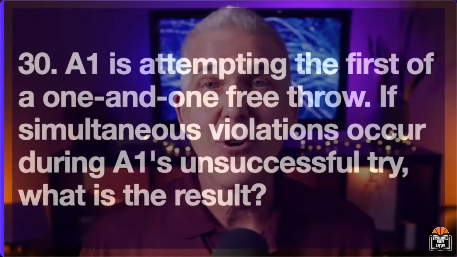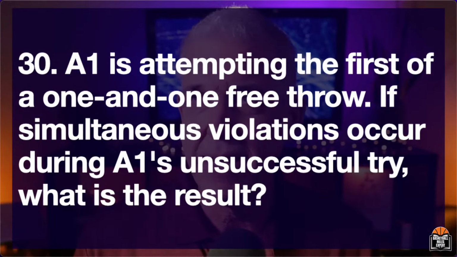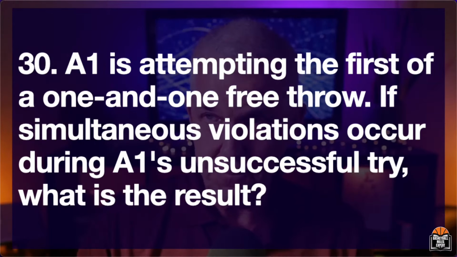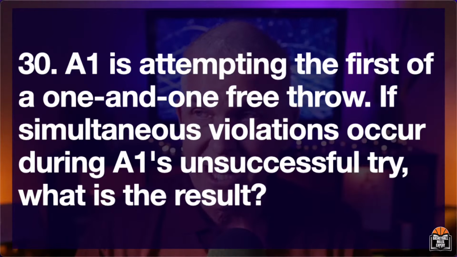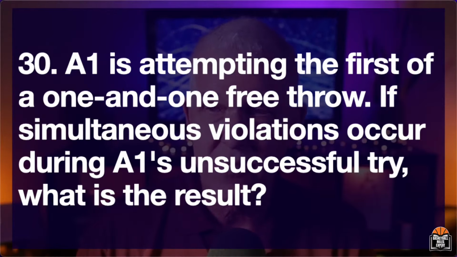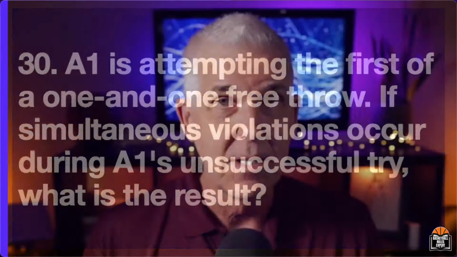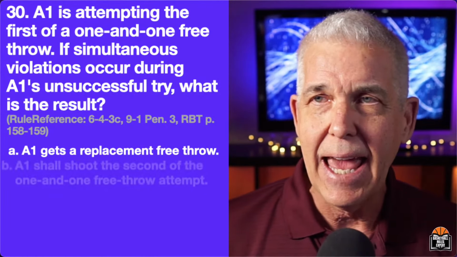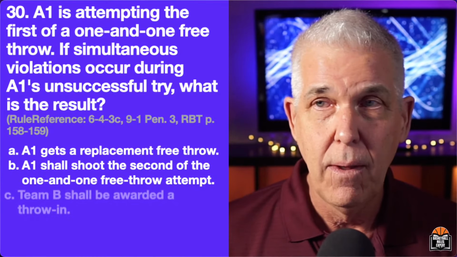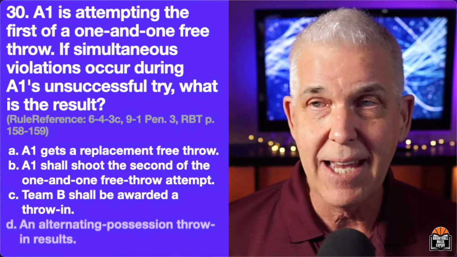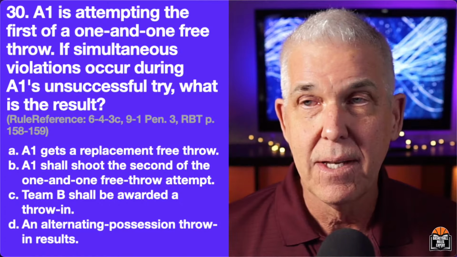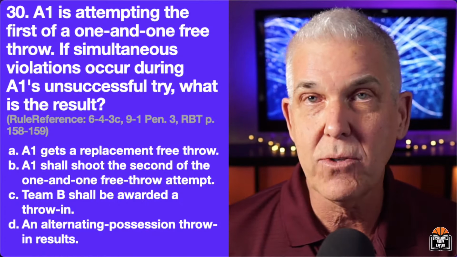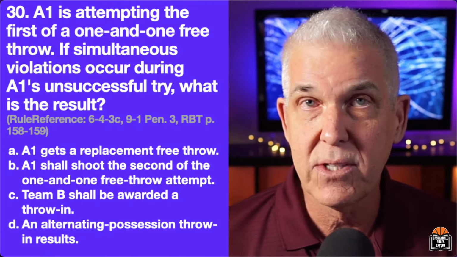All right, question 30 to round out this set of 10 questions. A1 is attempting the first of a 1-on-1 free throw. If simultaneous violations occur during their unsuccessful try, what is the result? This sounds familiar but different to a previous question. A, A1 gets a replacement free throw. B, A1 shall shoot the second of the 1-on-1 free throw attempt. C, Team B shall be awarded a throw-in. Or D, an alternating possession throw-in results.